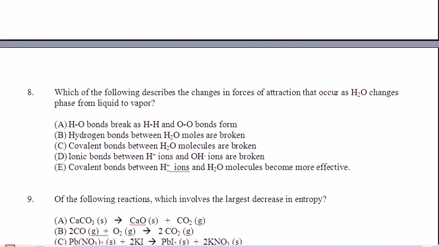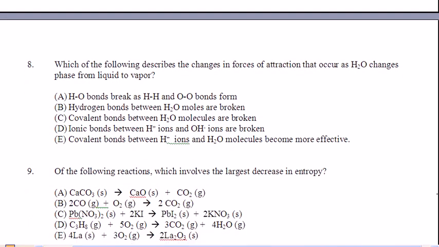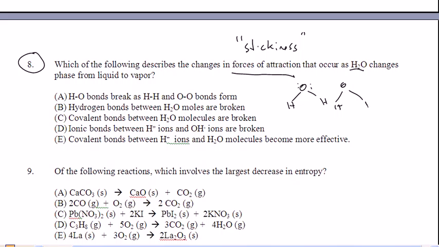Moving on to problem 8. Okay, I put this here as a random question, getting you guys to think about stuff that we did last chapter. Which of the following describes the changes in forces of attraction? Okay. Another way of saying that is stickiness. That occur as H2O changes phase. So we're talking about water particles that were once close together moving apart from one another.